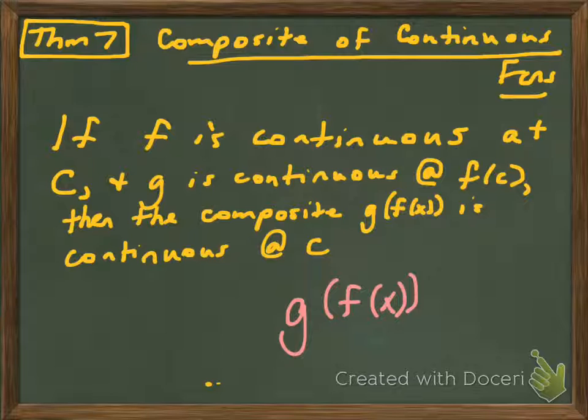All right, well, why would f need to be continuous at c? Because if I'm interested in continuity and f isn't continuous at the point, then we already have a problem, right? Okay, so let's back up. If f is continuous at c, all right? And then g has to be continuous at f of c.